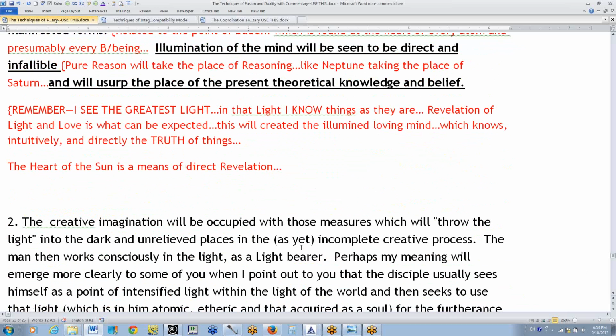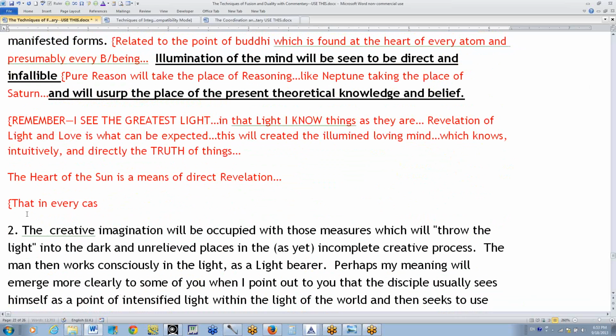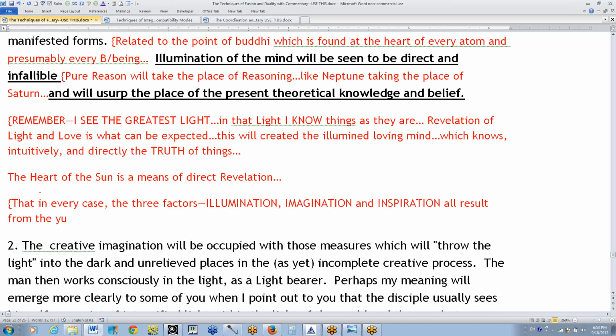The creative imagination, so in every case do we see this, that in every case the three factors, illumination, imagination, and inspiration, all result from the use of each of these formulas. Although, as I said, one is more emphasized in each case: illumination for the first ray, imagination for the second, and inspiration for the third.